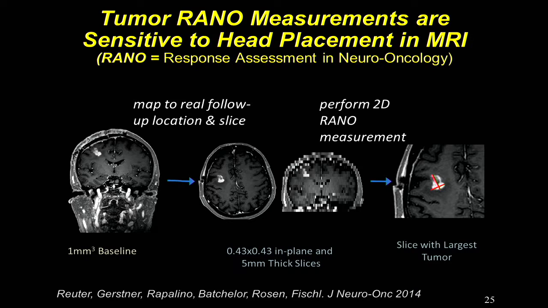So RANO is the response assessment in neuro-oncology. It's the standard method by which clinicians assess tumor volume. So tumor volume is hard to assess, and so really what clinicians do is they assess tumor area. And the essence of the procedure is to find the slice in which the tumor is maximal, and then you draw a line through its biggest extent, and then you draw another line perpendicular to that. You multiply those two, you get an area, and this is a marker for how big the tumor is.